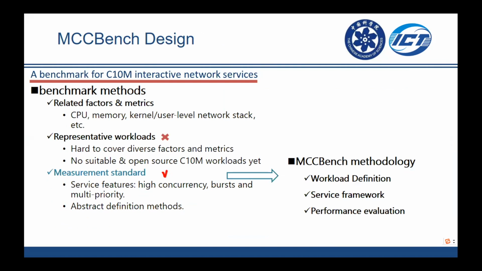The metrics involved in server performance are diverse and interrelated, so benchmarking is hard to represent by workloads with finite categories. As the common features of multiple interactive services can be defined abstractly by a set of methods, we design MCCBench as a measurement standard which realizes the test methodology definition in workload, service framework, and performance evaluation.